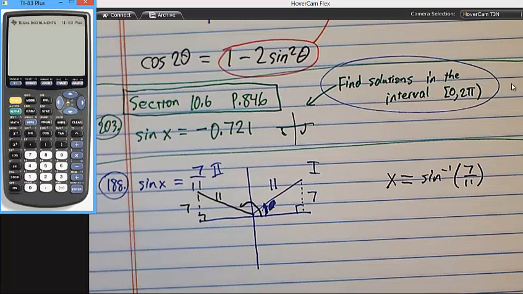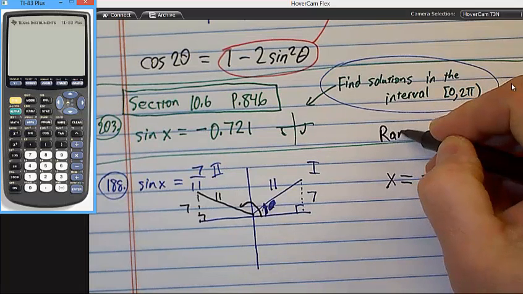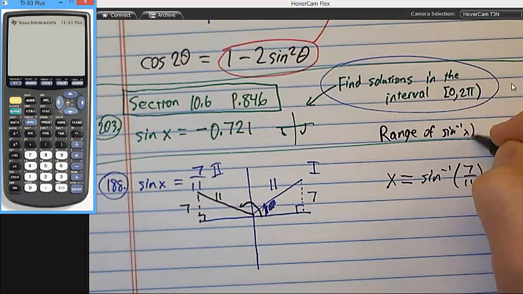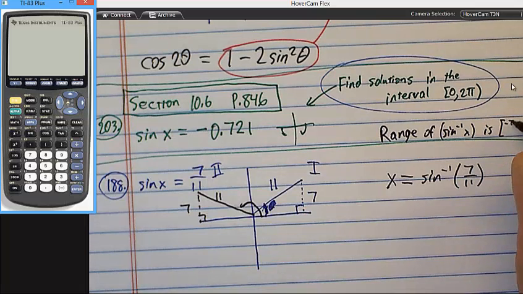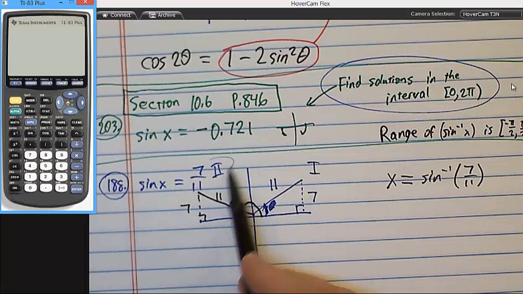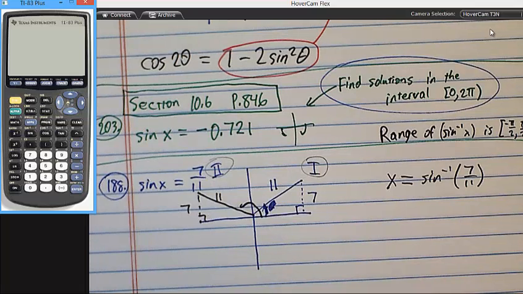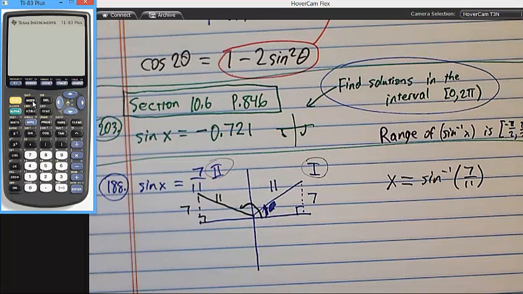Quadrant 1. Because why? Because we said that the range of inverse sine of x is from negative pi over 2 to pi over 2. And so it's not going to give me the quadrant 2 answer, only the quadrant 1 answer. Go ahead, Molly, question? So if the range is negative pi over 2 to pi over 2, yeah.